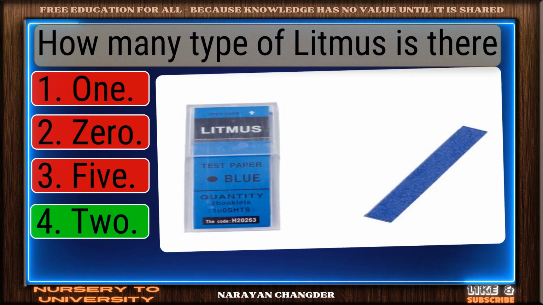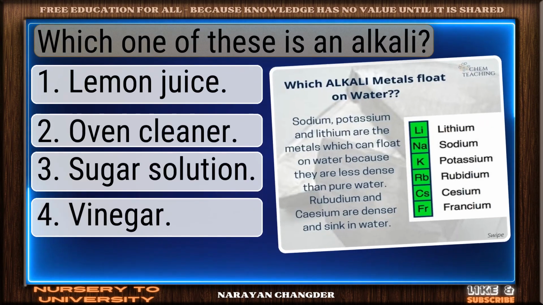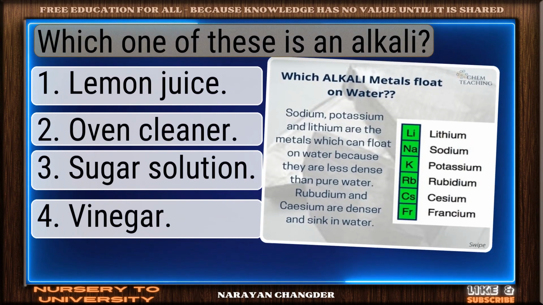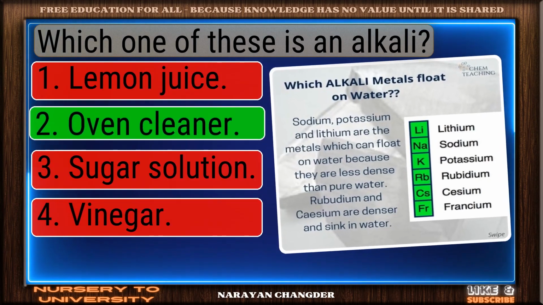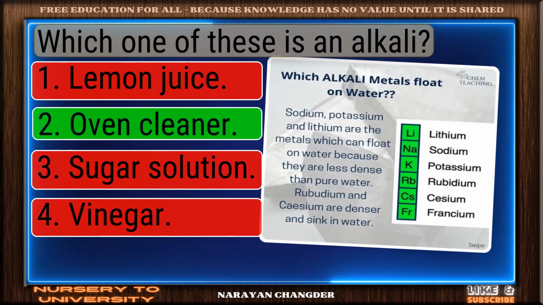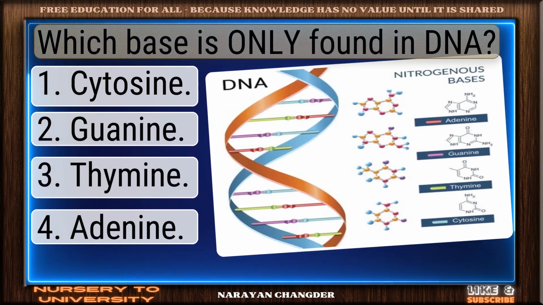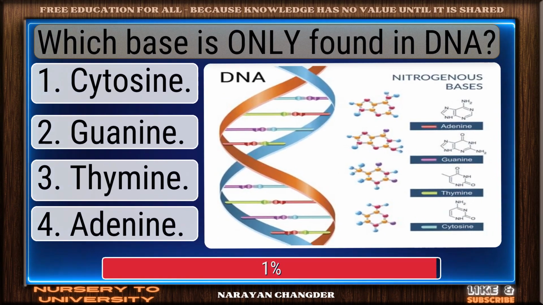Correct. 2 is the right answer. Question number 118. Which one of these is an alkali? You got it. Your choice oven cleaner is right. Question number 119. Which base is only found in DNA?